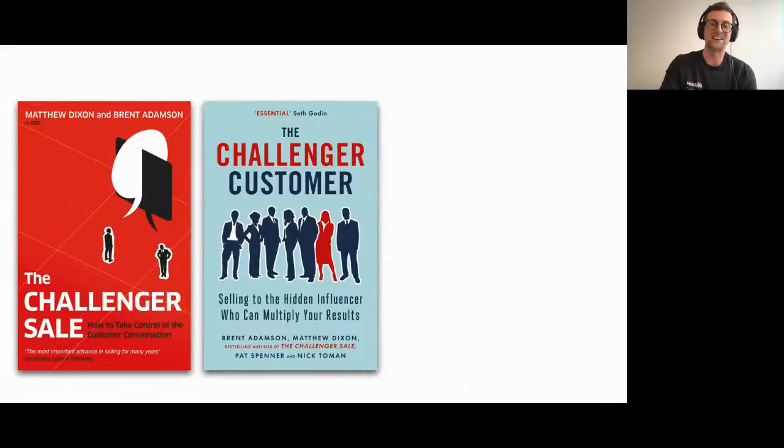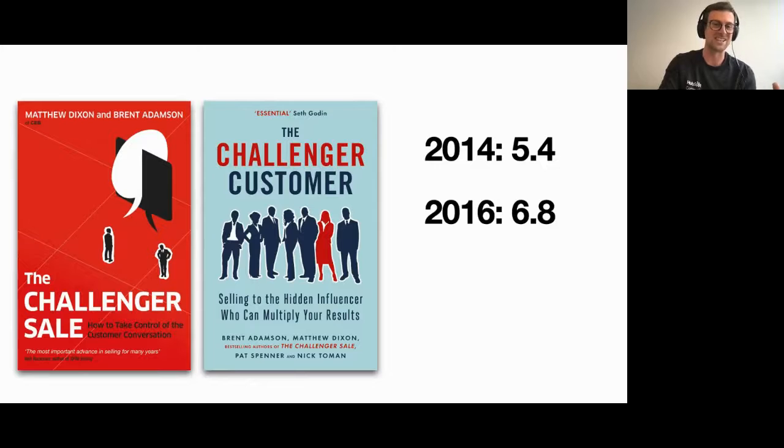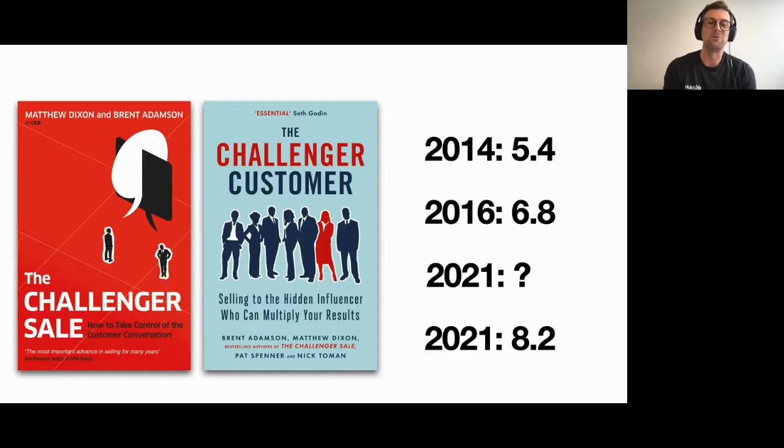If we go back to the 6.8 now, in 2014 Gartner said it was 5.4. In 2016, they said it's 6.8. It's going in the wrong direction for sales reps. And in 2021, we believe the number is 8.2. This is based off the almost 3,500 companies that use OrgChartHub, and it's looking like it is now 8.2.